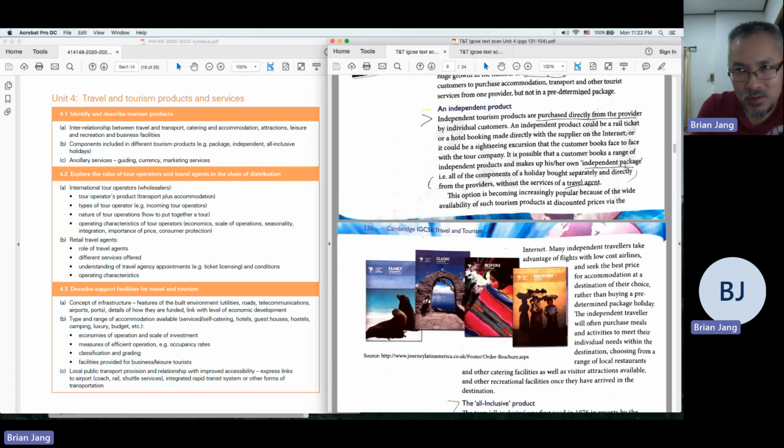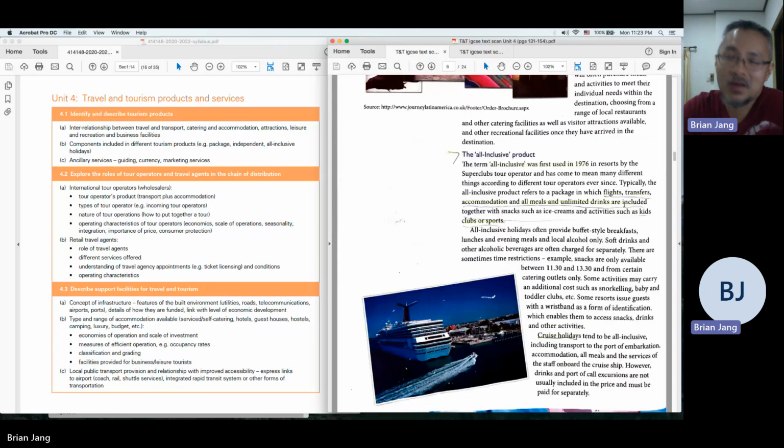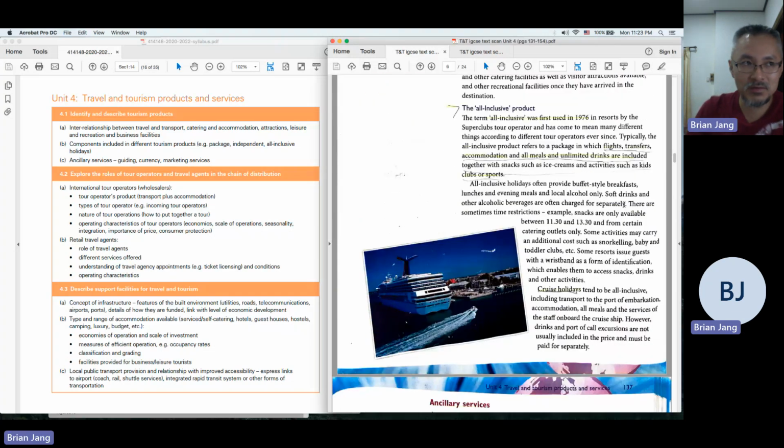Independent package. There was a question about what is an independent tourist or independent traveler. Okay, this is what I'm talking about. They never use that phrase or vocabulary in this book, but the word independent is basically referring to this independent product. So an independent traveler is someone who buys their product like this, independently. A lot of the questions can seem kind of unfair, but make a really good educated guess on what they might be talking about.